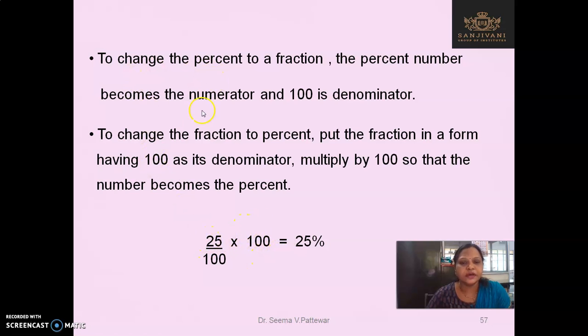So what is the fraction? 25 divided by 100 multiplied by 100 is equal to 25%. Likewise.